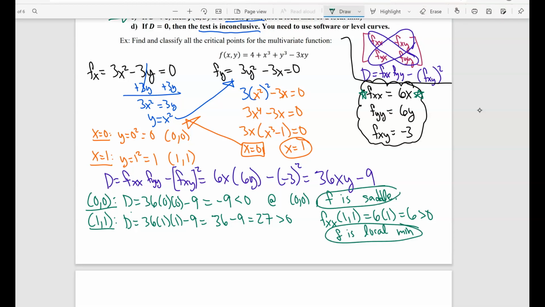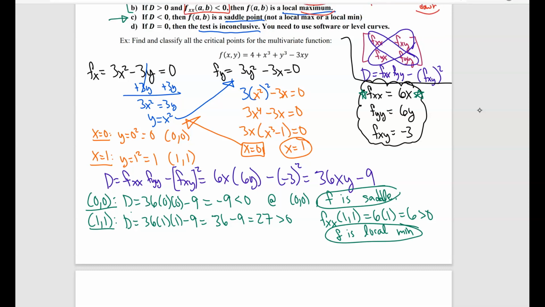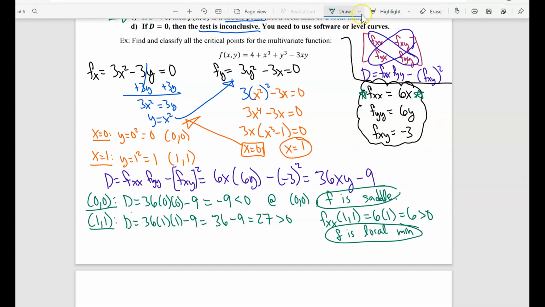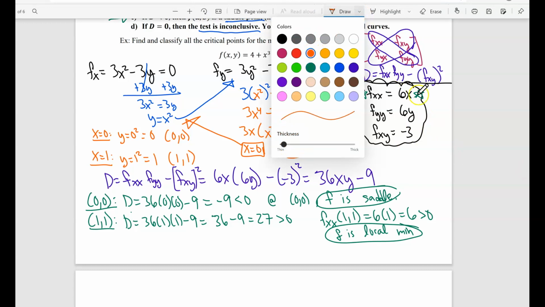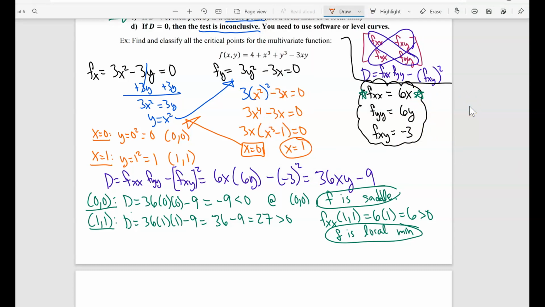Now, one last thing that you want to make sure that you do is plug in these values to get your z value. So let me start off by plugging in f of (0, 0). So you get 4 plus 0 plus 0 minus 0. So you get 4. So the point is (0, 0, 4). Okay, so this is the point. This is the saddle.